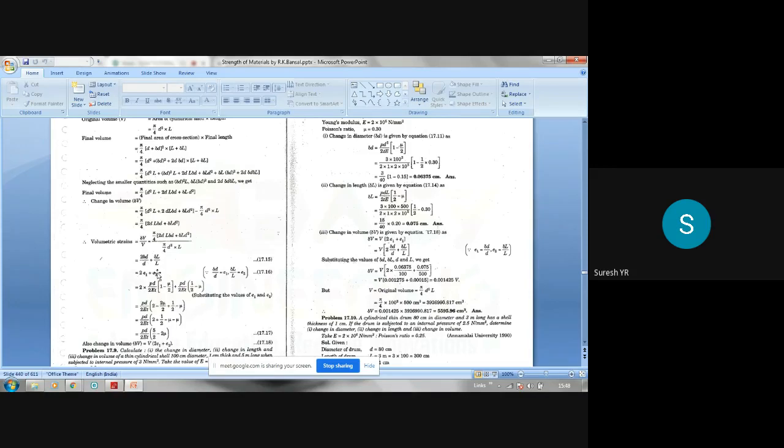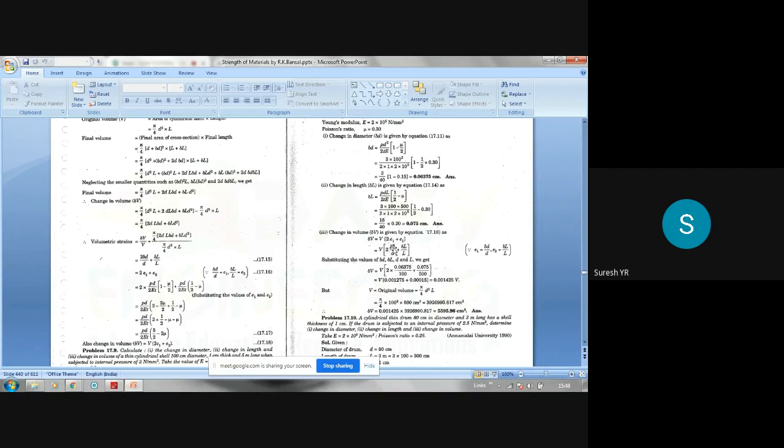So see this. Delta V by V is equal to 2 epsilon 1 plus epsilon 2, you know. Therefore the delta V will be V into 2 epsilon 1 plus epsilon 2. So that also you can use. Here in this problem, I think that is easy. So V into 2 epsilon 1 plus epsilon 2. We know that epsilon 1 is delta D by D, epsilon 2 is delta L by L. That we have proved already.